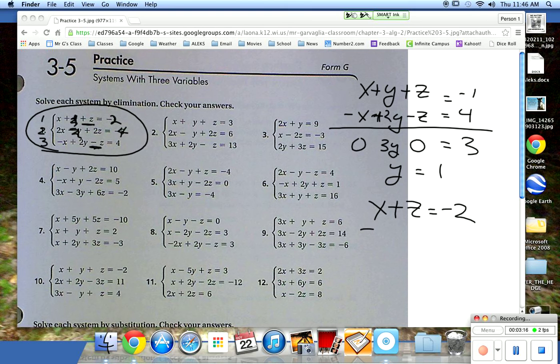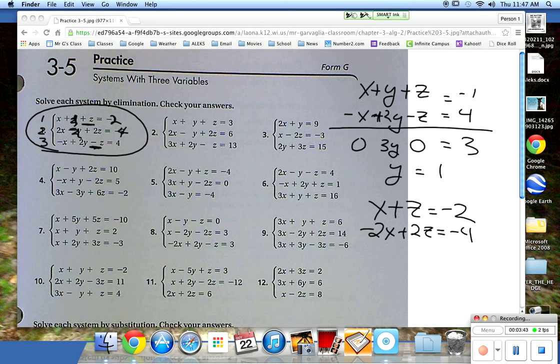Oh my gosh, this should be a real easy one. What do you think on this one? x and z are going to be -1 and -1. It can't be -1, -1. It won't be. What is it going to be?